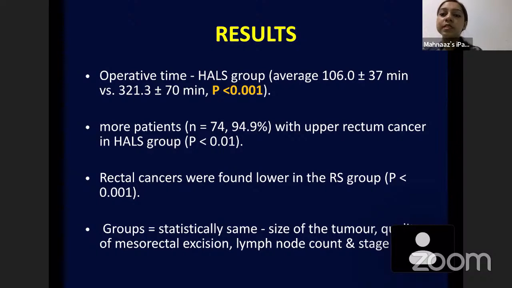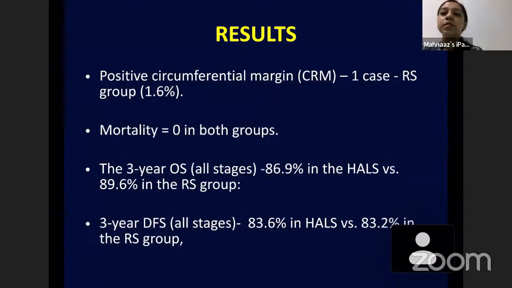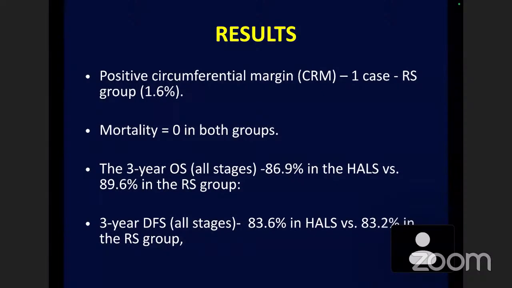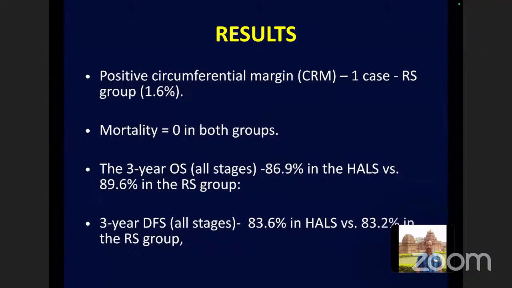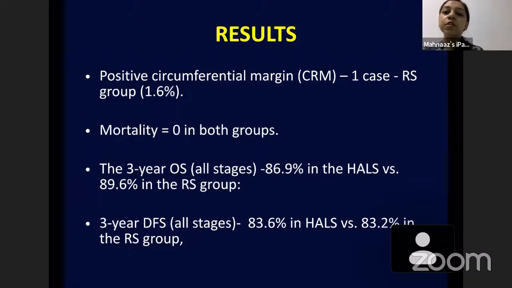The groups were statistically the same for the size of tumor, the quality of mesorectal excision, lymph node count, and staging. The circumferential resection margin was positive in one case, which was in the robotic surgery group. Mortality in both groups was nil, and the overall survival and disease-free survival in both groups were almost the same.